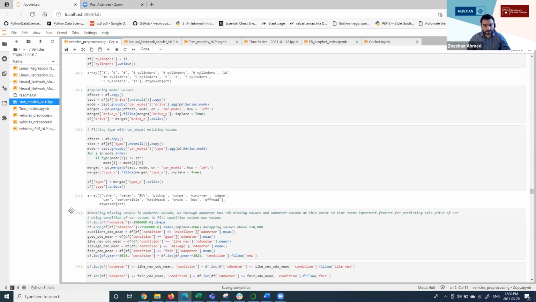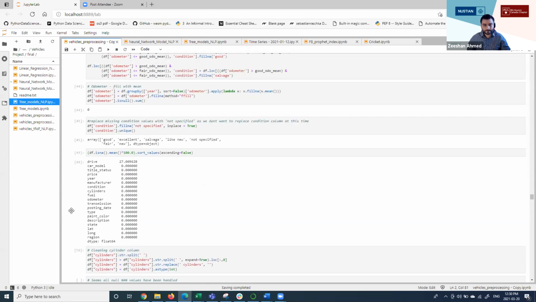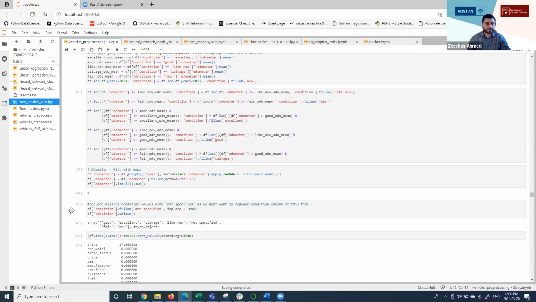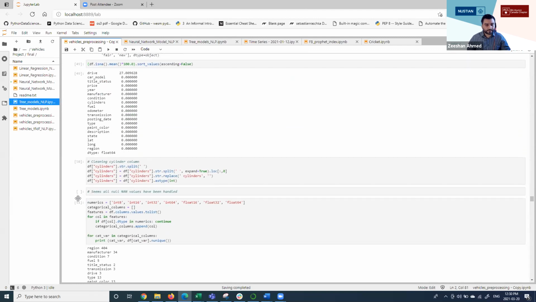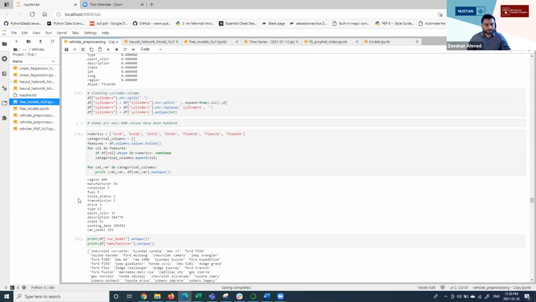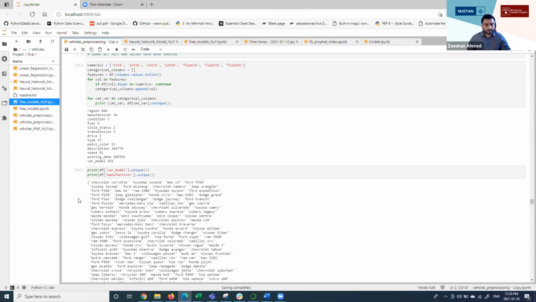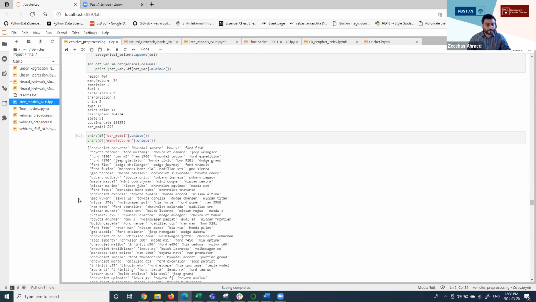And odometer too. What I did with odometer was I averaged it across the different conditions, like excellent, good, fair, and like new, and then filled the NaN values with their averages. The only thing left was drive. So now check them out.